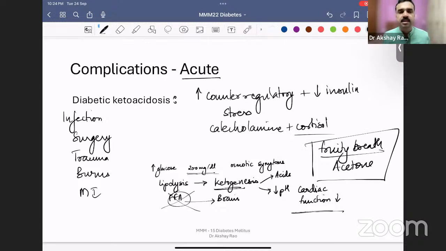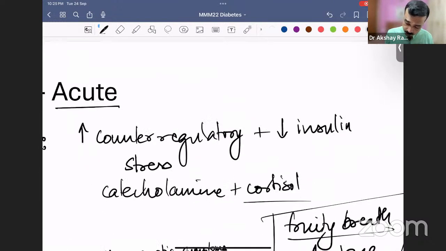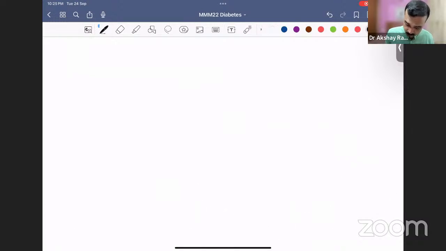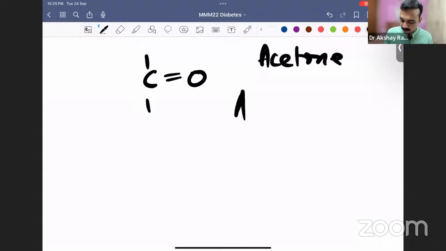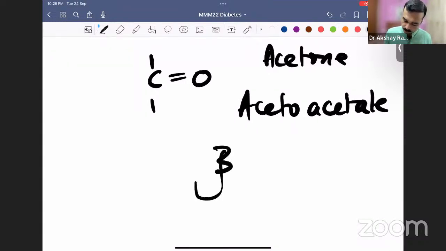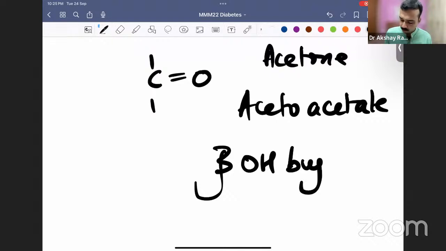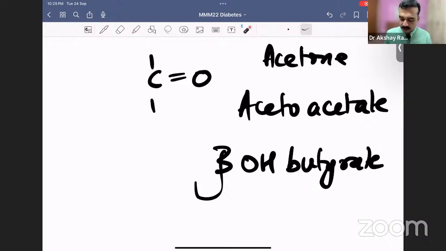Which are the three ketone bodies? Acetone, acetoacetate, and beta hydroxybutyrate. The final compound that is formed is beta hydroxybutyrate. Ketoacidosis itself is a big topic actually. So what is a ketone body? When there's a C double bond O, that's a ketone body. So acetone, acetoacetate, and beta hydroxybutyrate. These are the three ketone bodies, out of which acetone is volatile.